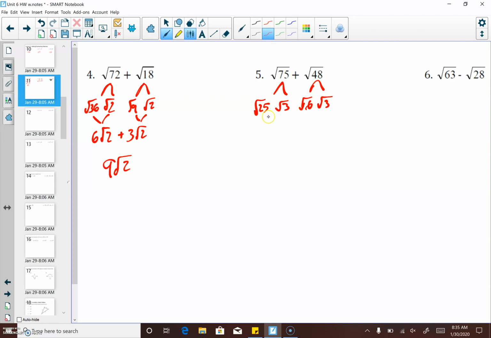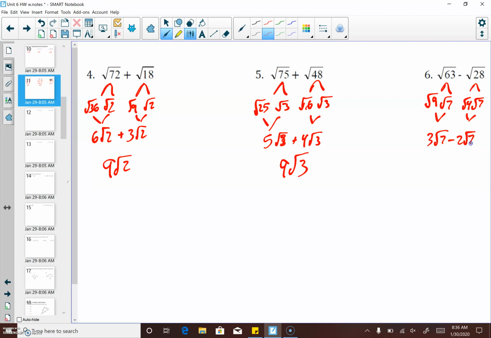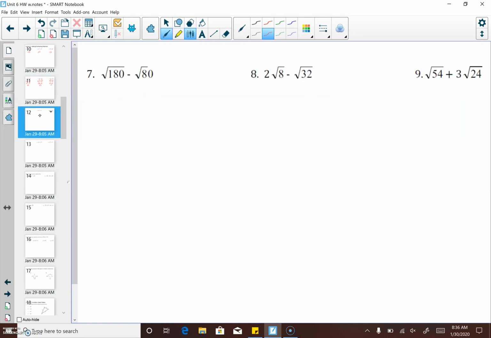And I'm sure some of you are probably going through this rather quickly. And as we get through this piece, you'll start to see that you really start to memorize some of the ones that you've seen a whole handful of times. So 63 is 9 and 7, 28 is 4 and 7. So 3 radical 7 minus 2 radical 7 gives us either 1 radical 7 or just radical 7. And we're going to continue with this process for a little while as we go through it.